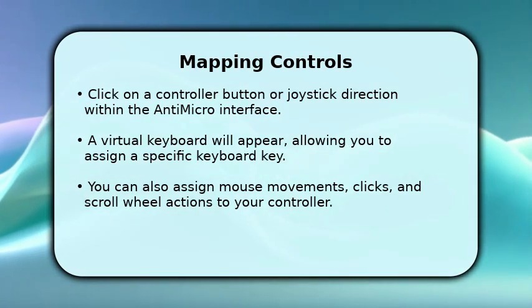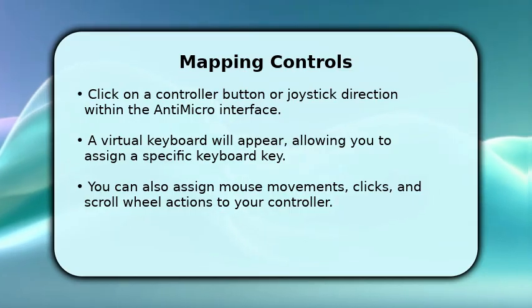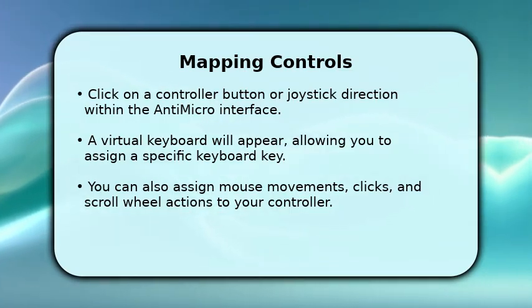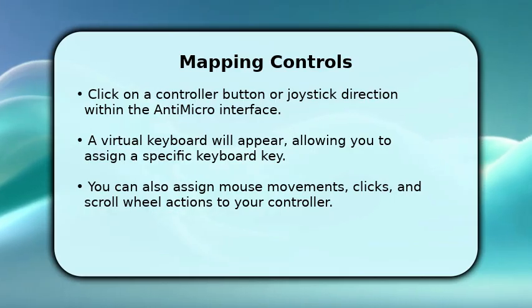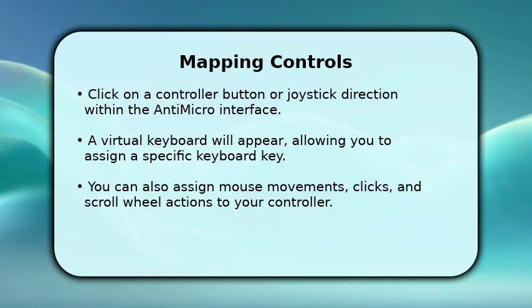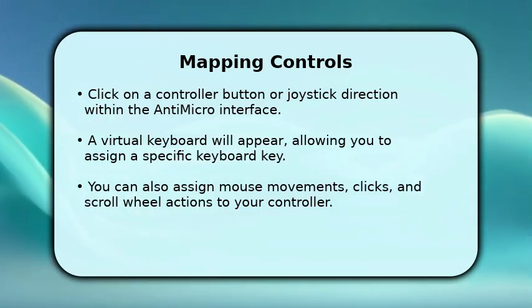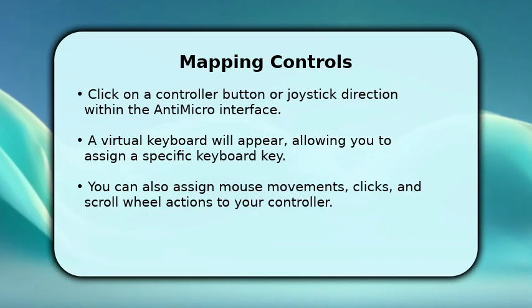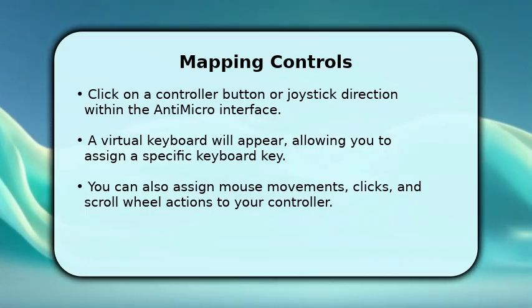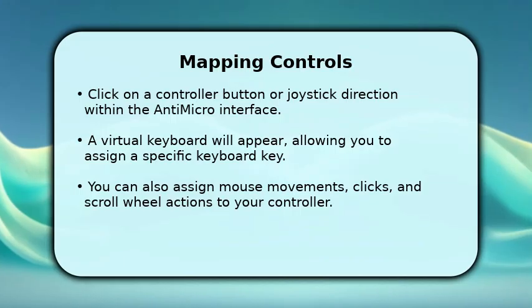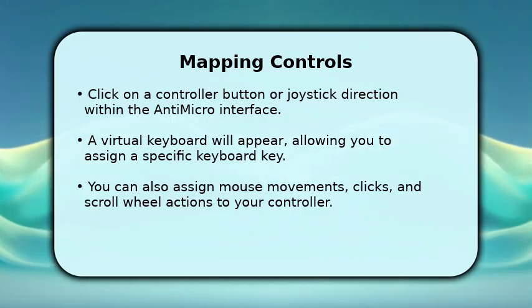In the Antimicro window, you'll see your controller's layout. Click on any button or joystick direction you wish to assign. A virtual keyboard will pop up, letting you select the corresponding keyboard key, like W for moving forward or spacebar for jumping. For mouse controls, you can assign movements, left or right clicks, and even scroll wheel up or down to different controller inputs, giving you full control.